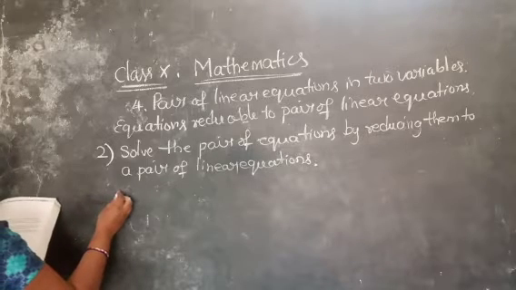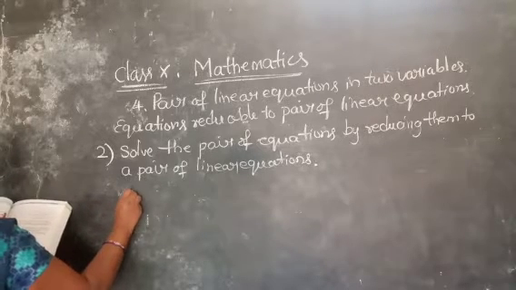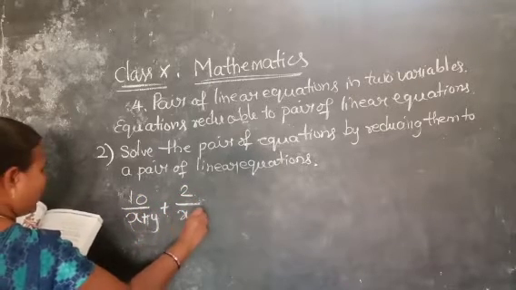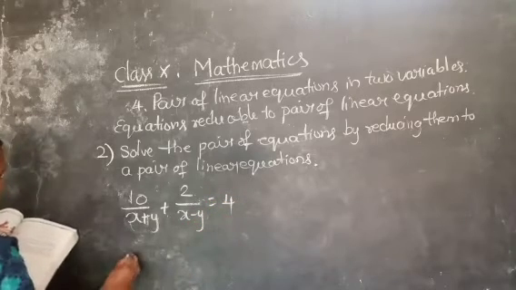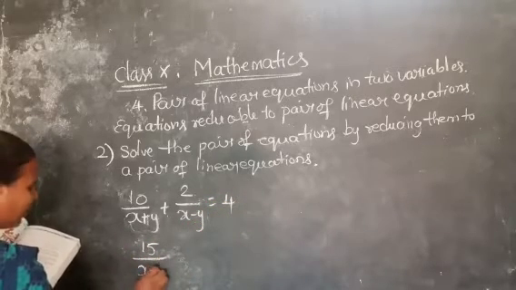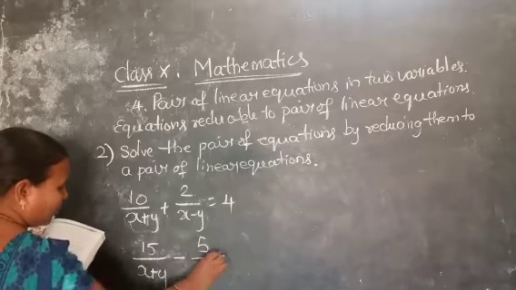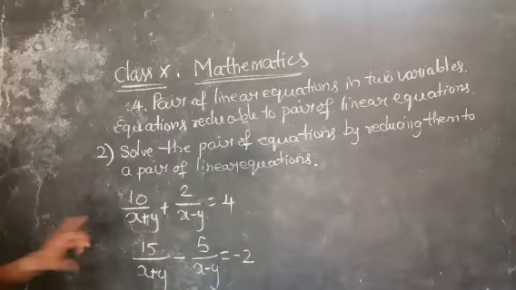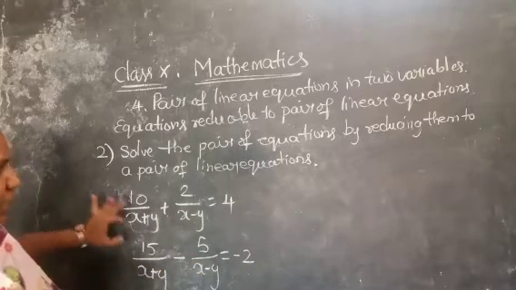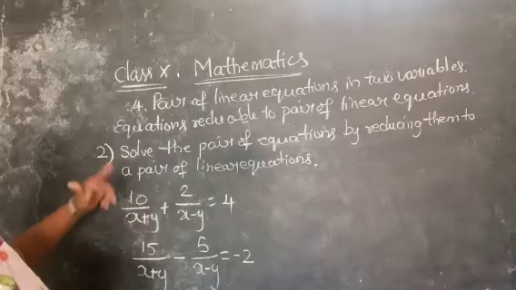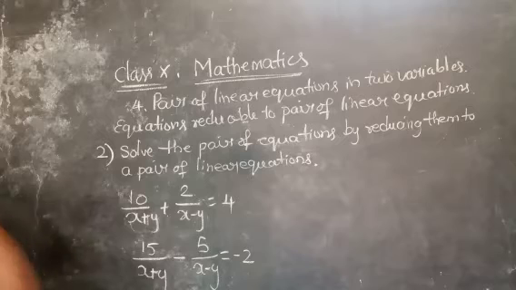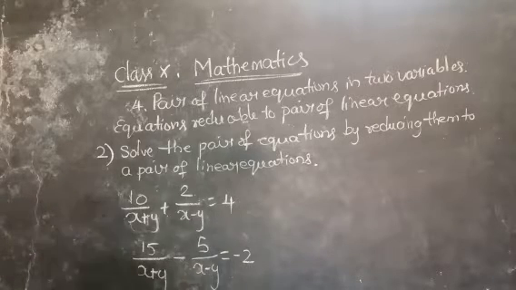10 by x plus y plus 2 by x minus y is equal to 4. 15 by x plus y minus 5 by x minus y is equal to minus 2. These two equations are given here. First, reduce these two equations into linear equations, then solve the two equations. From examples 12, 13, 14, you can do this. Please copy this question.